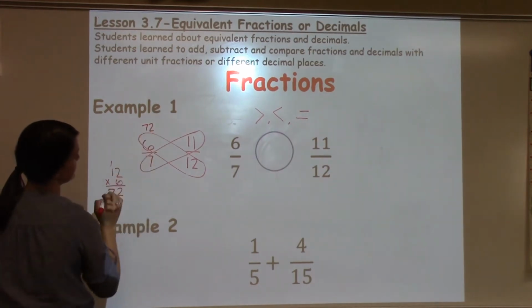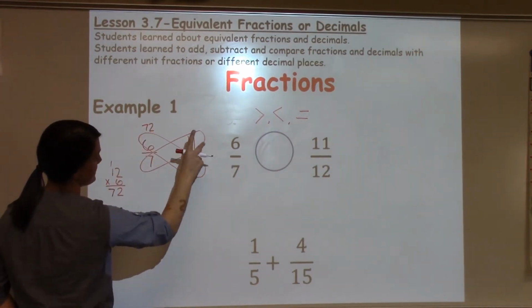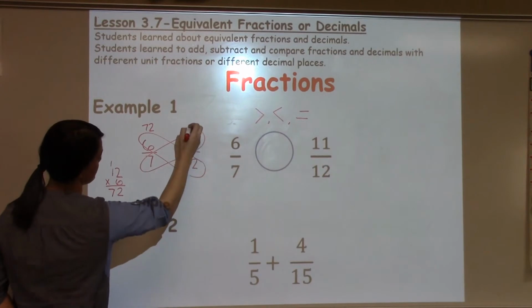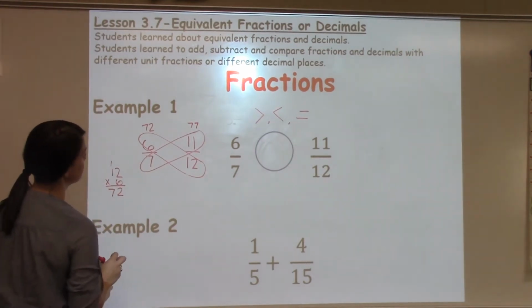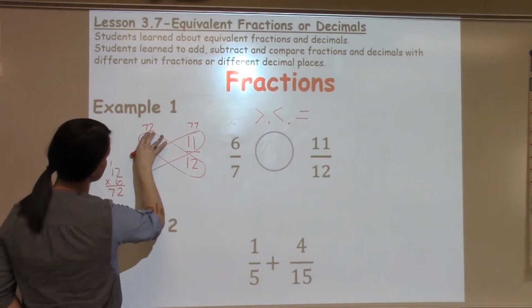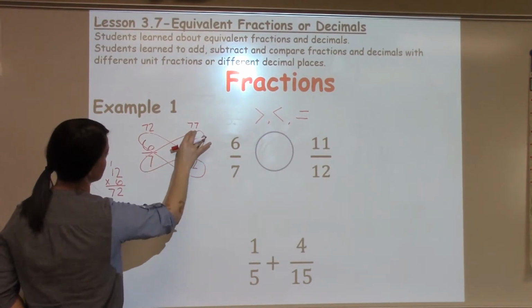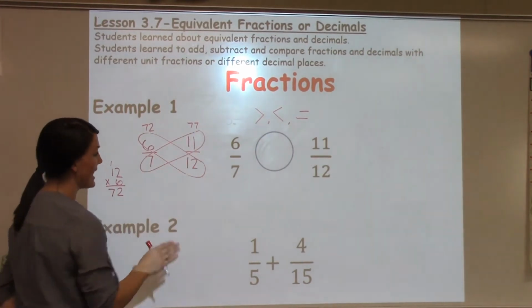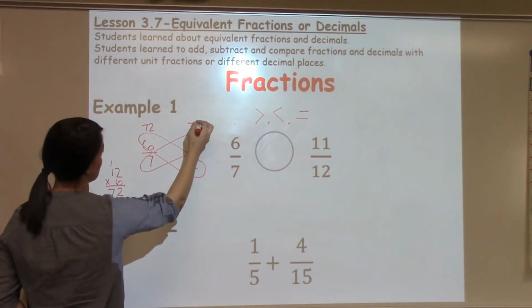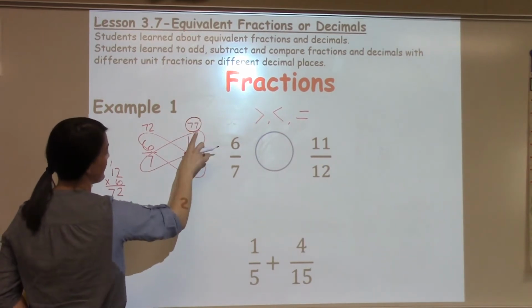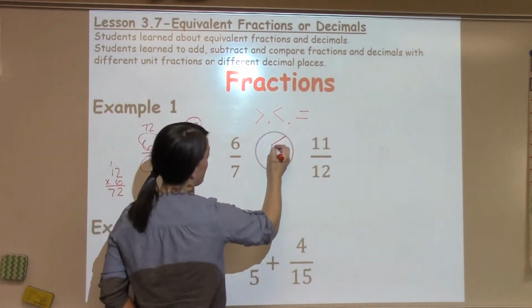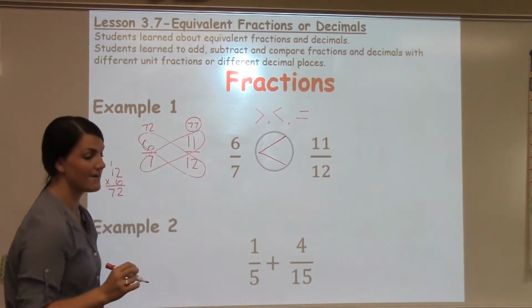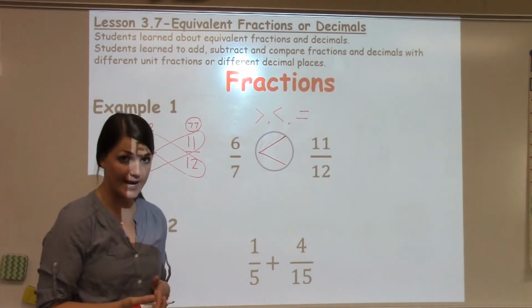6 times 12 is 72. 7 times 11, I use my doubles trick. 7 times 1 is 7, and 7 times 1 is 7. Anything times 11 is just double that number when we're working with single digits. Alright, so I've got 6 times 12 is 72, 7 times 11 is 77, and then I look at which number is larger. Well, 77 is larger, and it is closer to the fraction 11/12, so it's on top. So that means automatically, using that method, I can find that 11/12 is the larger fraction.